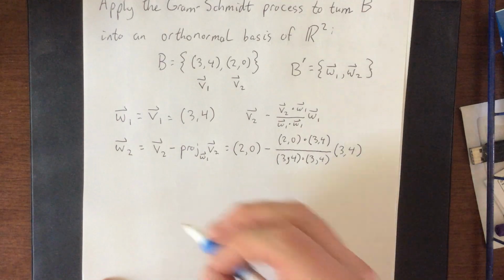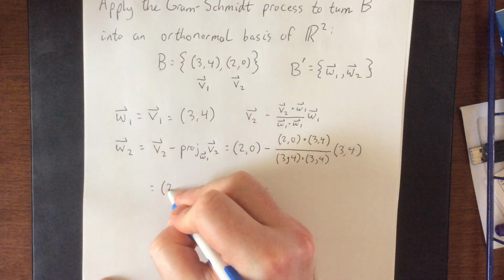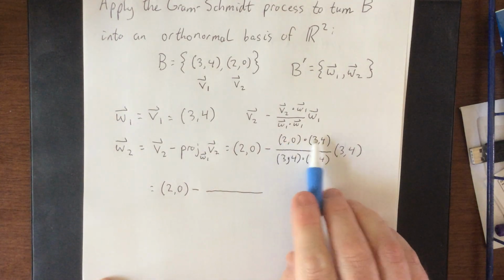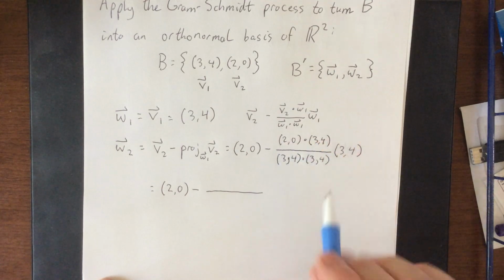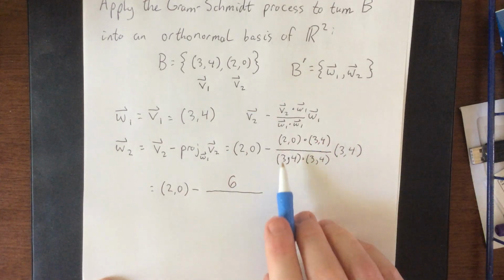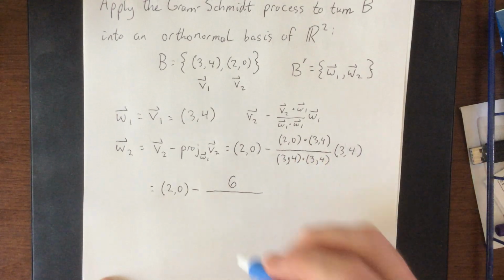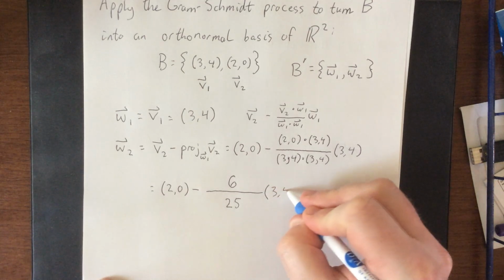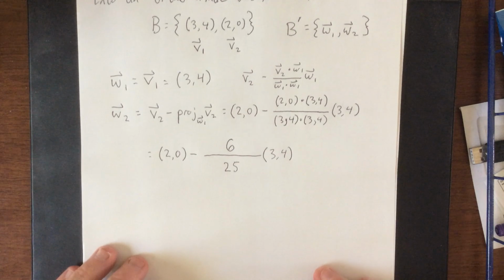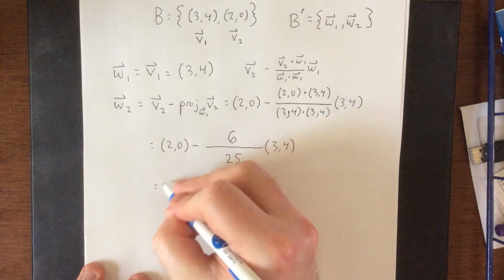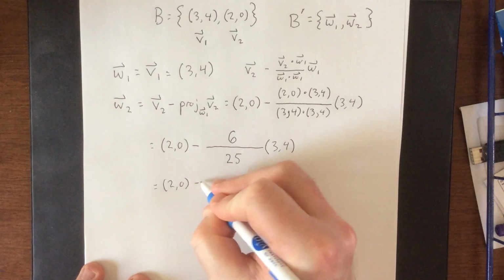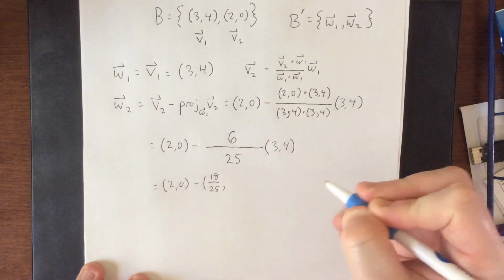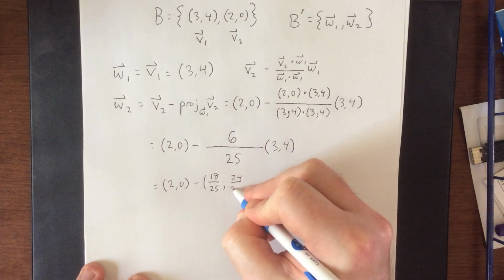Now, to actually evaluate all of these things, we'll perform the products first. Minus. So this will be 2 times 3 plus 0 times 4. 2 times 3 will give us 6. 3 times 3 and 4 times 4 is 9 plus 16. That'll be 25. Multiplied by the vector (3, 4). Wow, that fraction was unnecessarily large, wasn't it? So (2, 0) minus, once we distribute the 6/25ths through, we'll be looking at (18/25, 24/25).